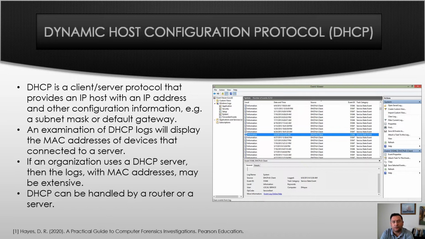DHCP is a client-server protocol that provides an IP host with an IP address and other configuration information, such as a subnet mask or default gateway. An examination of DHCP logs will display the MAC addresses of the devices that connected to a server. If an organization uses a DHCP server, then the logs with MAC addresses may be extensive, and the DHCP can be handled by a router and maybe by a server.